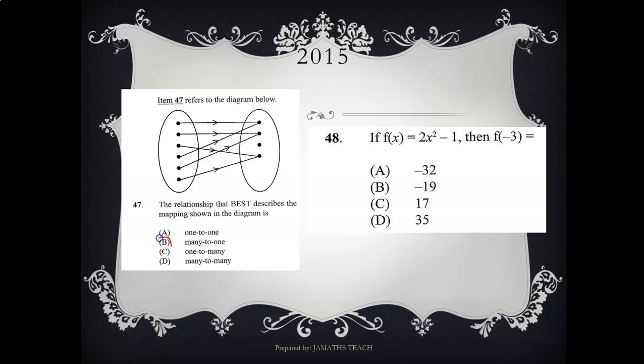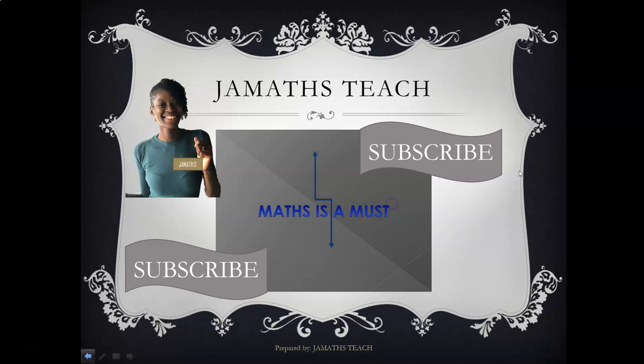And number 48 is repeated. Again, we replace the x with the -3. -3 squared, 9. 9 times 2, 18. 18 minus 1, 17.